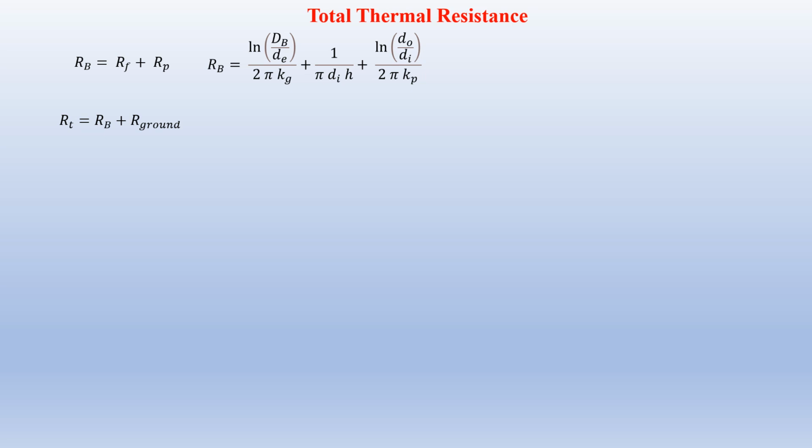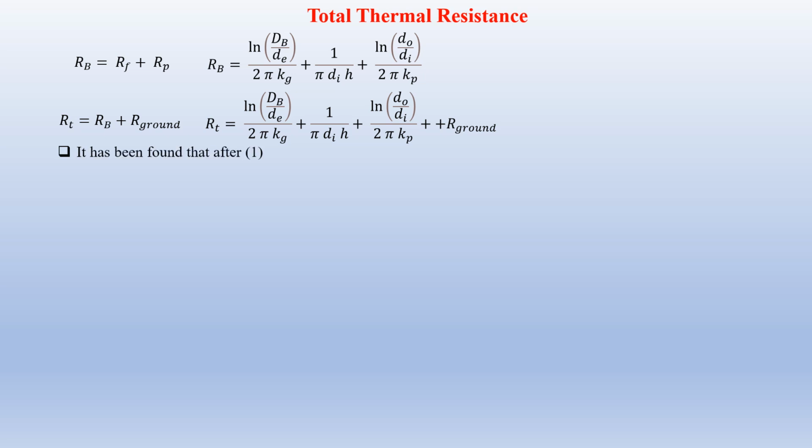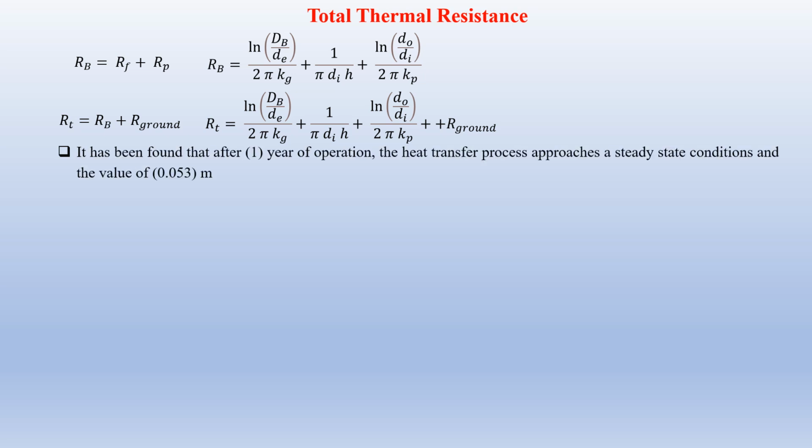Of course, that will be a specific as well. It means that the resistance per unit length. And if we substitute the values of R sub F, R sub P, then add to them the ground part, hence we will get the total thermal resistance.